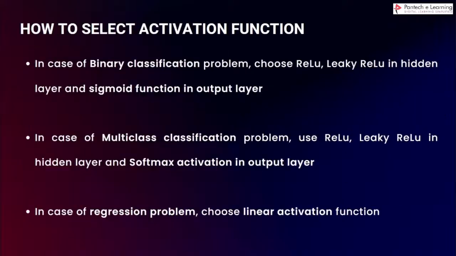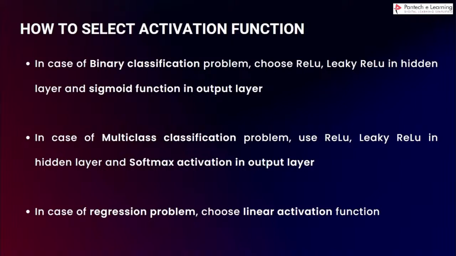Okay, the next thing is how to select the activation function. When you build a neural network, you will be assigning the layers, it is up to you. So how are you going to add the activation function, which one are you going to select? You will be building the neural network using some libraries, we will discuss that. In case of a binary classification problem, either 0 or 1, yes or no, ReLU and leaky ReLU are chosen in the hidden layers and the sigmoid function is chosen in the output layer.